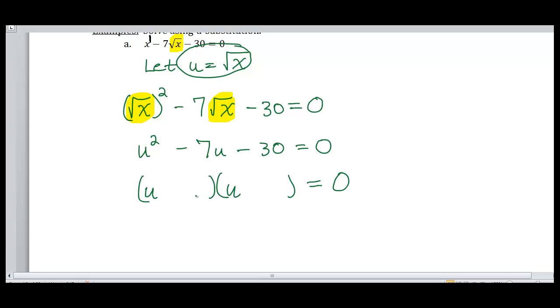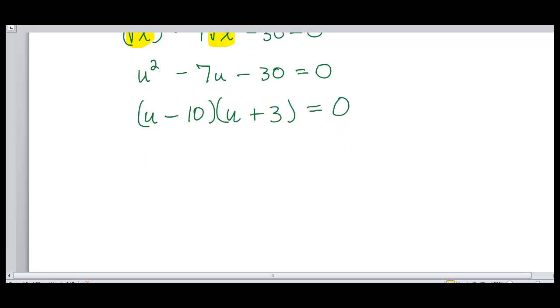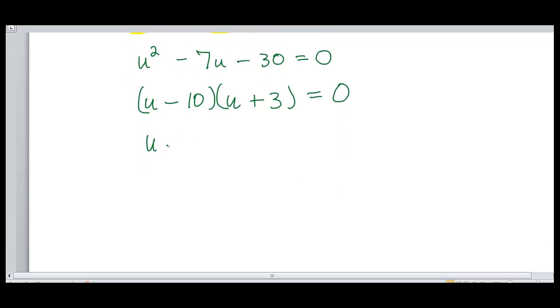Okay. I want to find two numbers that multiply to give me this negative 30 here and add up to negative 7. Those two numbers will be negative 10 and positive 3. So we have two things that multiply to give us 0. So we're going to set both of them equal to 0 to get both of our solutions. All right, and I'm going to add 10 to both sides of this equation on the left. I'll get u equals a positive 10. And on the right-hand side, I'll subtract 3 from both sides, and I'll get u equals a negative 3.